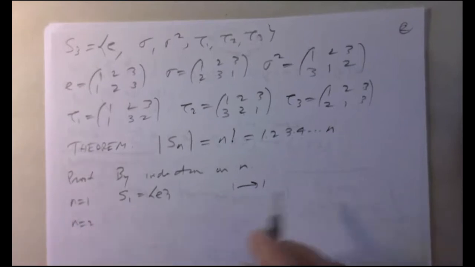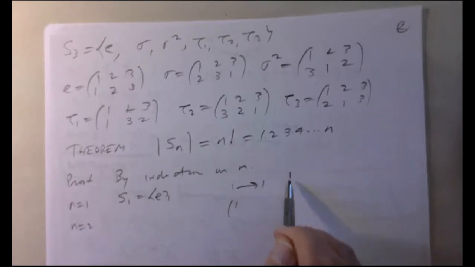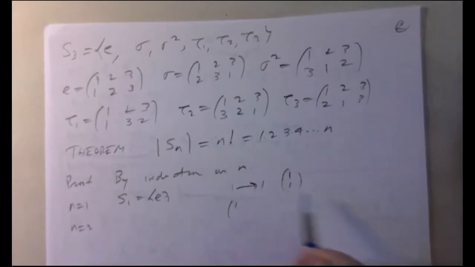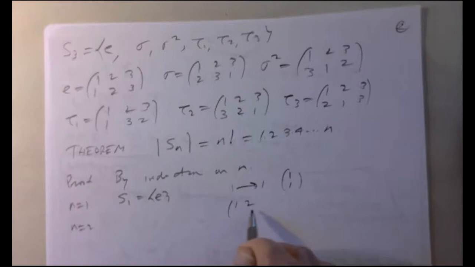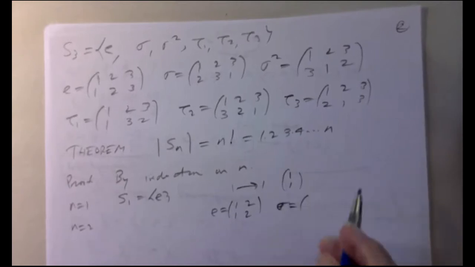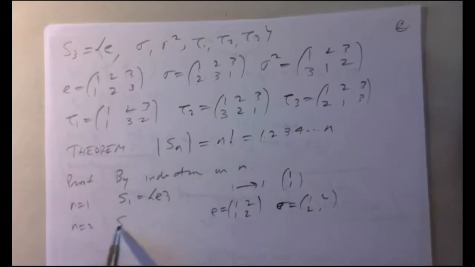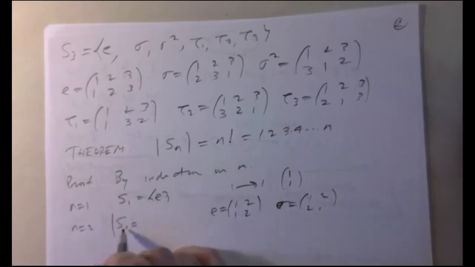What about n equals 2? In the standard form of writing this, 1 goes to 1. There's no other possibility. What about permutations of the set 1, 2? You can have the identity. And the only other possibility is if 1 doesn't go to 1, 1 has to go to 2, but then 2 has to go to 1. So S2 just consists of these 2 permutations.